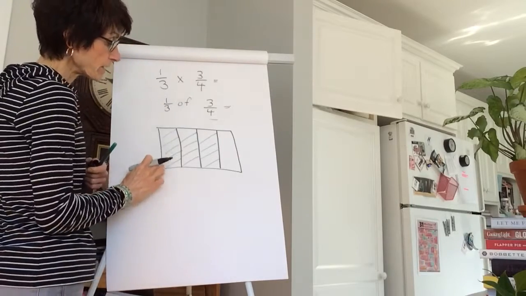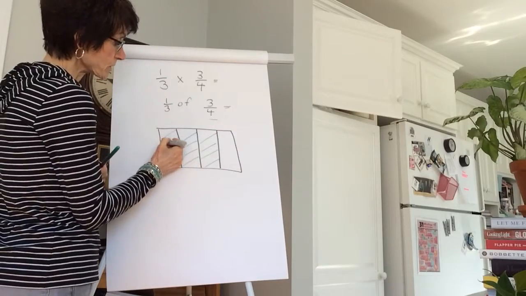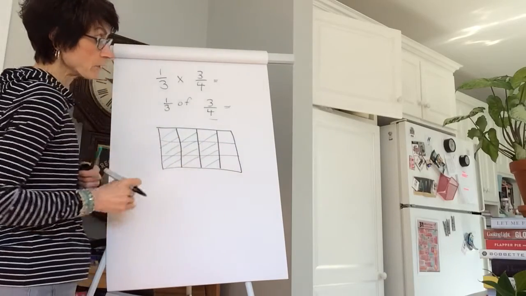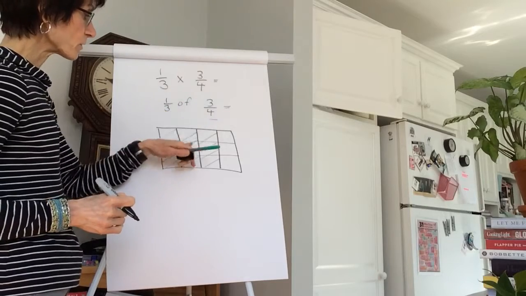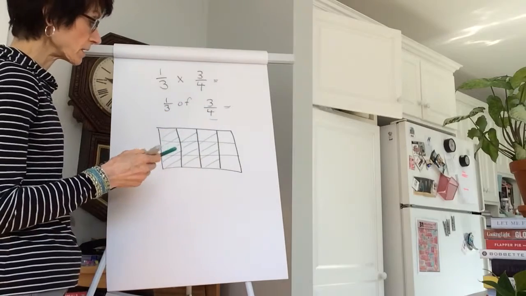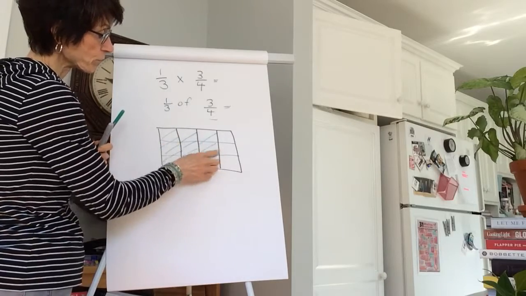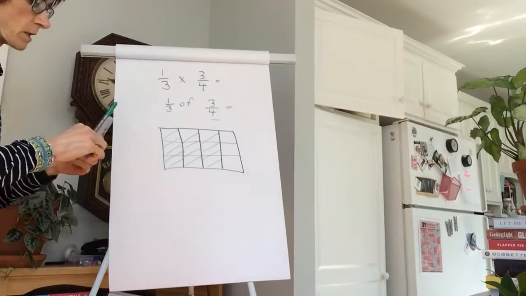So we're going to divide this into thirds. So there's one. So now we have, horizontally, thirds. And it says we want 1/3 of this 3/4. So let's draw 1/3 of this 3/4. So we have 3 boxes. We're going to color off 1/3 of them.